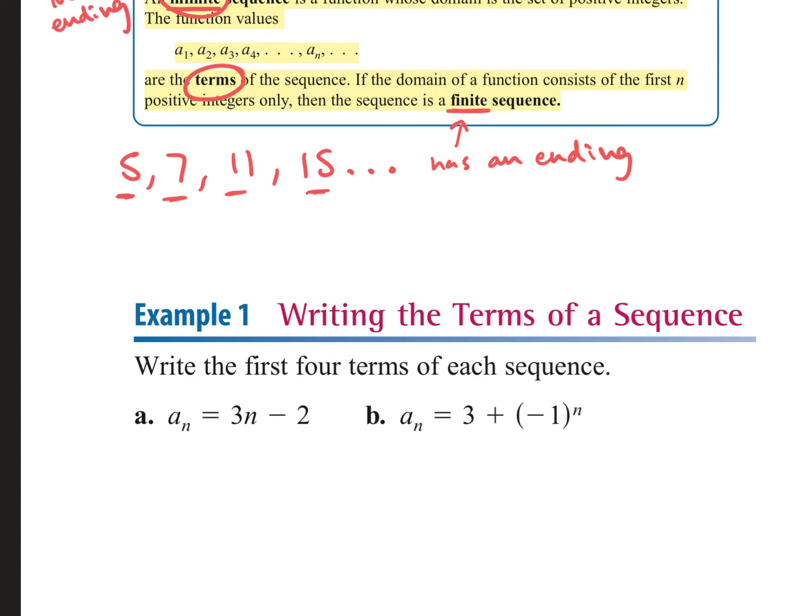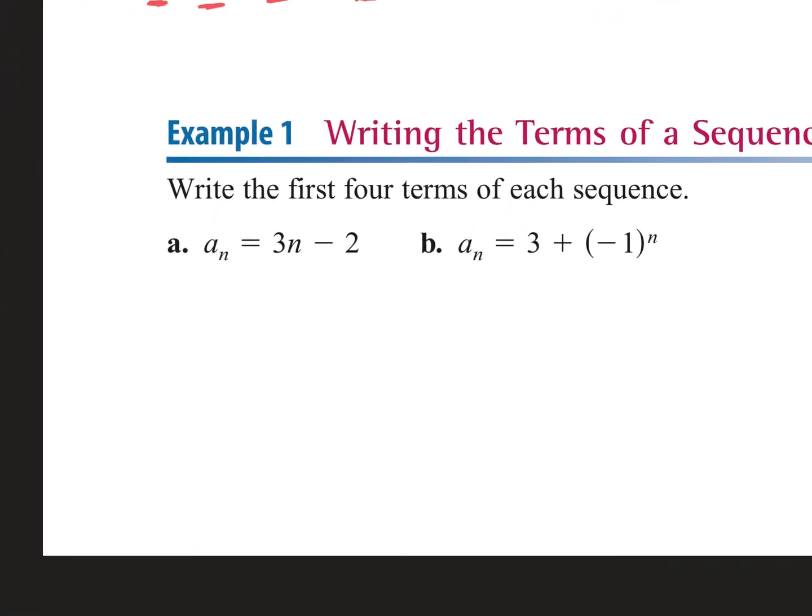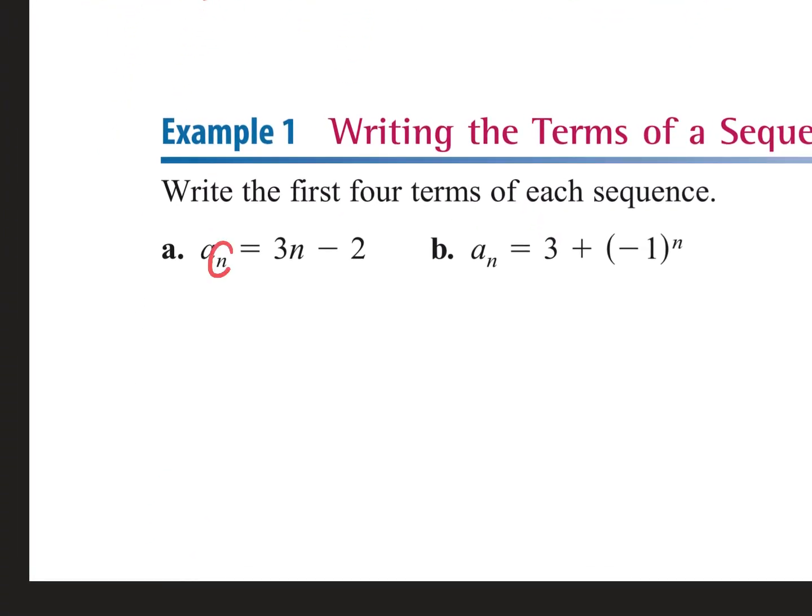So example 1, we are writing the terms of a sequence. Write the first four terms of each sequence. So n is the number of terms. So if we have the first term, we plug in 1 for n. So a sub 1, because we're going to do the first term, is equal to 3 times 1 minus 2. So 3 times 1 is 3. 3 minus 2, 1. Then we plug in 2 for n.